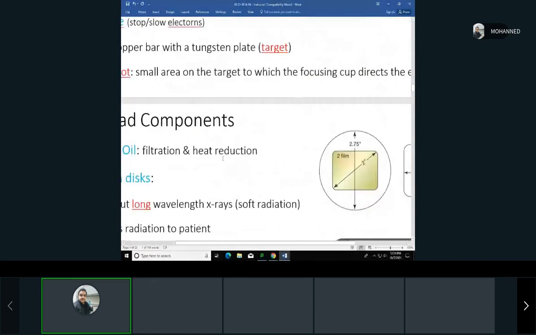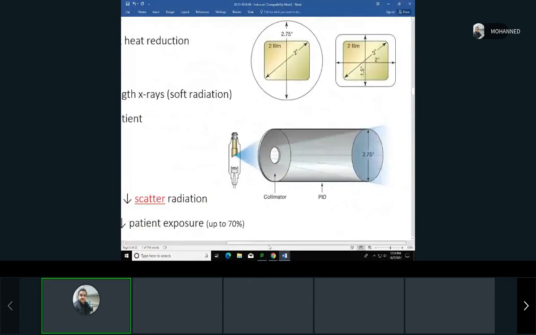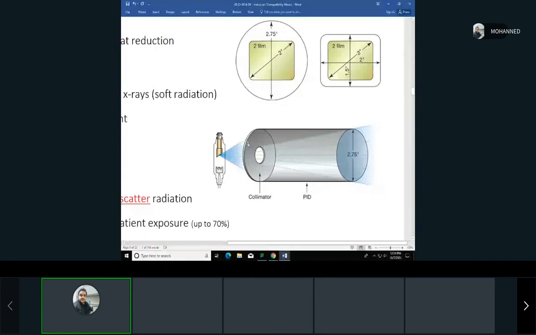So if you look here, this is the collimator. So this is the x-ray tube, and this is the collimator at the beginning of the PID. And it can be circular or it can be rectangular. You would not see a lot of rectangular ones, although they're actually better, because if it was circular, you'll get much more exposure to the patient than if it was rectangular, correct?